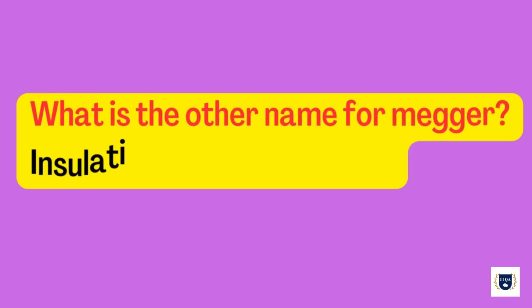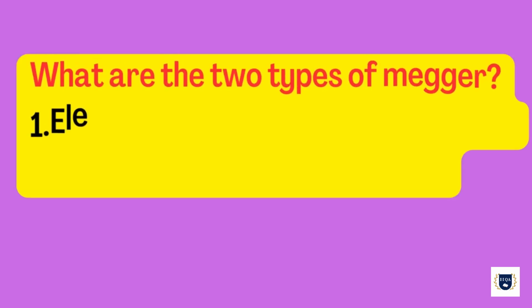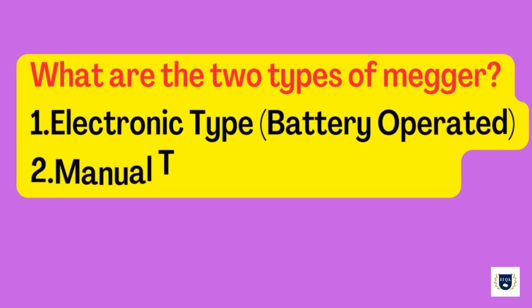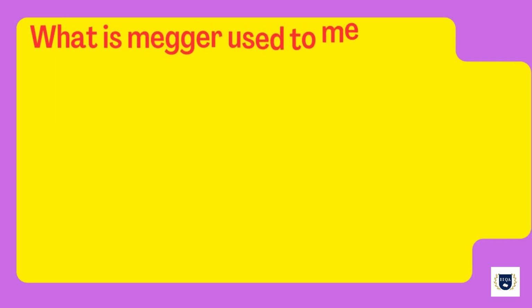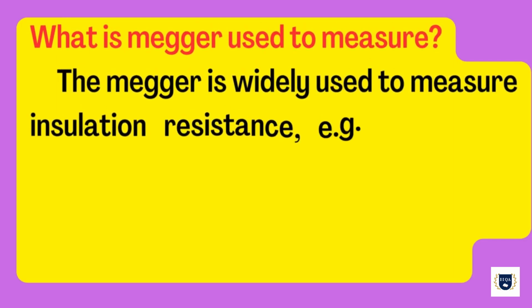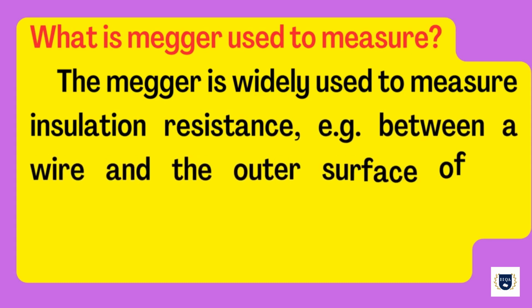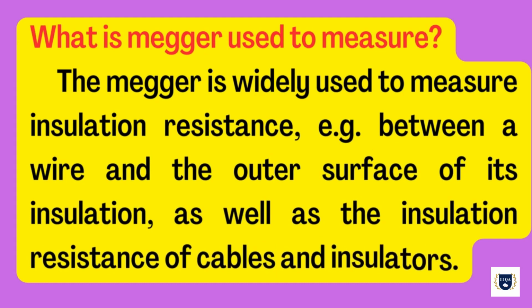What is the other name for Megger? Insulation resistance tester. What are the two types of Megger? 1. Electronic type, battery operated. 2. Manual type, hand operated. What is Megger used to measure? The Megger is widely used to measure insulation resistance, for example, between a wire and the outer surface of its insulation, as well as the insulation resistance of cables and insulators.